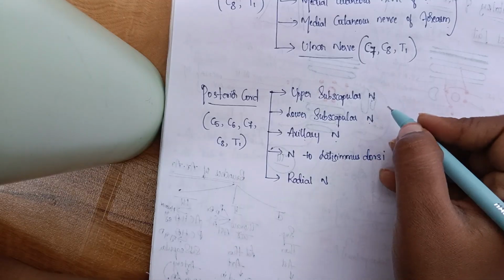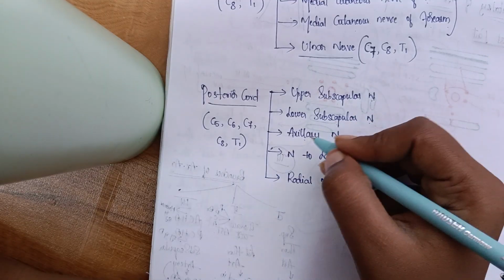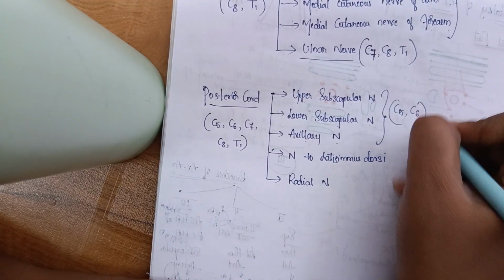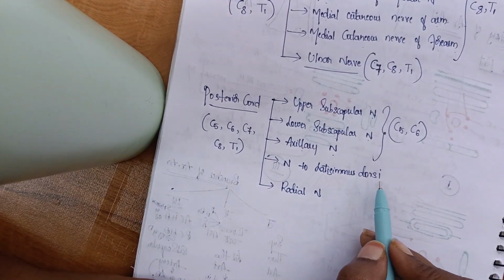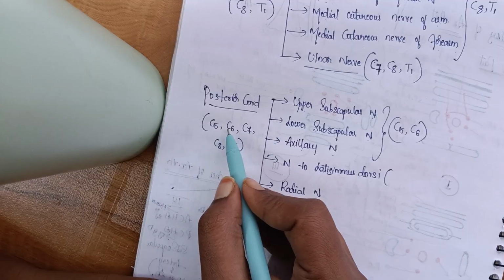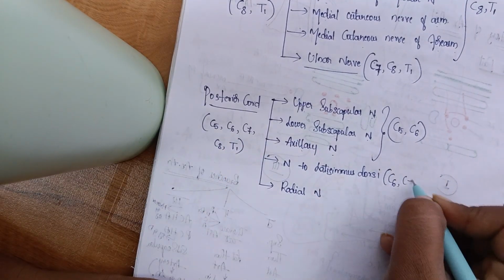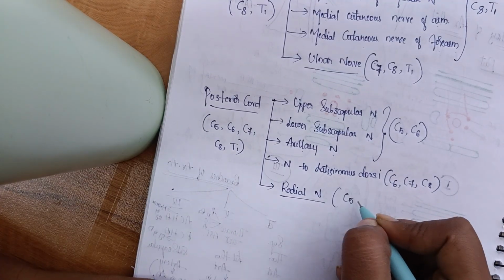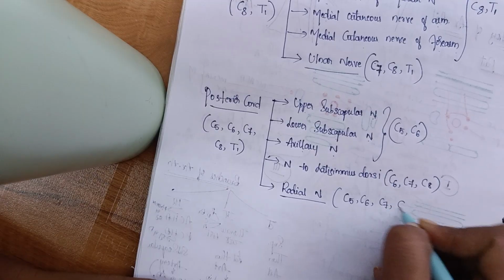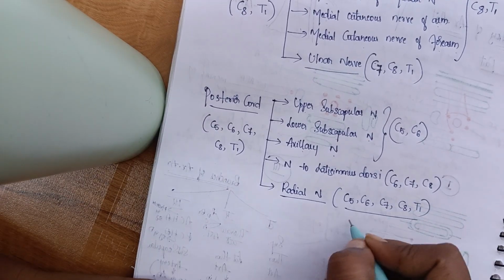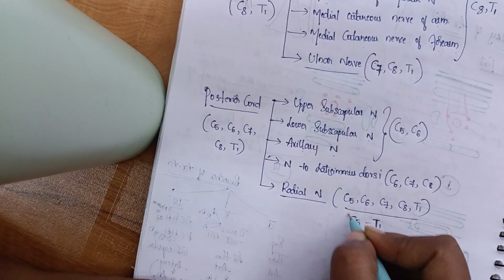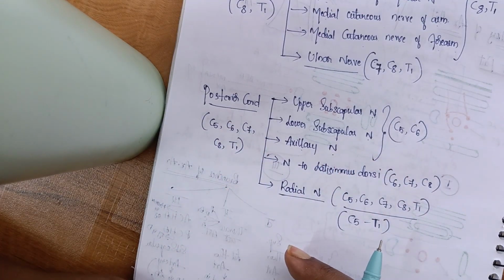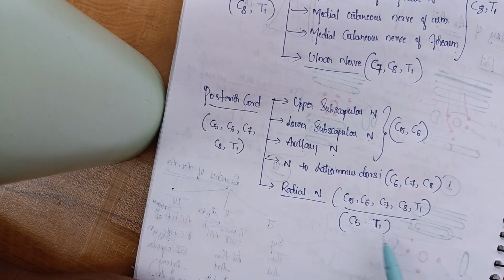Now see the root values. The upper subscapular nerve, lower subscapular nerve and axillary nerve have the root value of C5, C6. Now the latissimus dorsi has the root value, we have to start from the next root, that is C6, C7 and C8. And the radial nerve has the root value of C5, C6, C7, C8 and T1, that is from C5 to T1. Why? Because the posterior cord continues as the radial nerve. That is why it has the root value of C5 to T1.